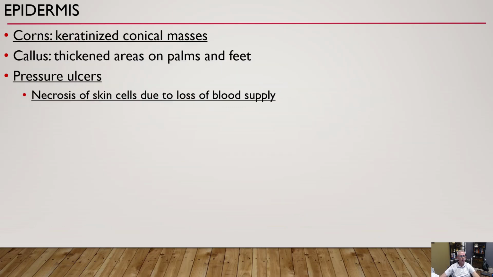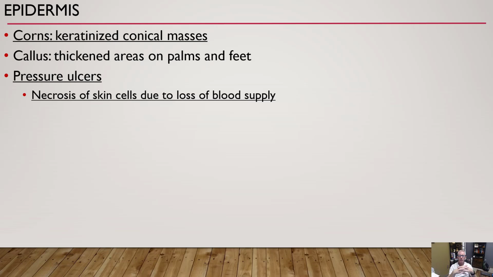All right, so more about keratin. So if you ever heard the term corns, they're basically keratin. And they're kind of conical masses. Sometimes they appear on older people's feet. Calluses are thickened areas on your palms and feet. If you don't do manual labor and your dad makes you go outside and rake leaves, after about an hour, you might have a callus on your palm from the friction of the rake on your hands.